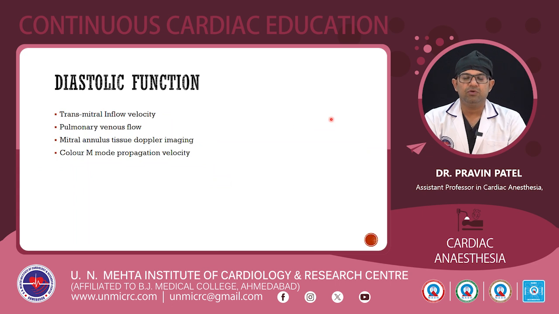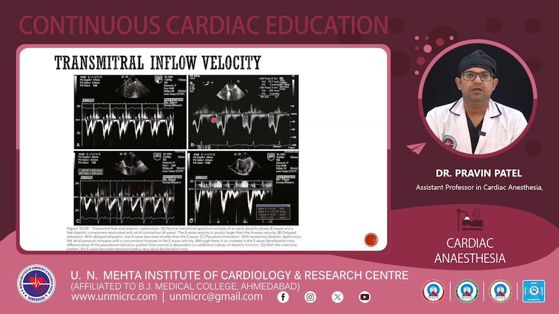Another important thing you see in left ventricular function is the diastolic function. In diastolic function you see the transmitral inflow velocity, pulmonary venous flow and mitral annulus tissue Doppler imaging. Color M mode propagation velocity is rarely used nowadays, but these three important things we do in our day-to-day practice. For the transmitral inflow velocity, what you need is pulse wave Doppler across the mitral valve. You get this picture in the mid-esophageal 4-chamber or 2-chamber view.